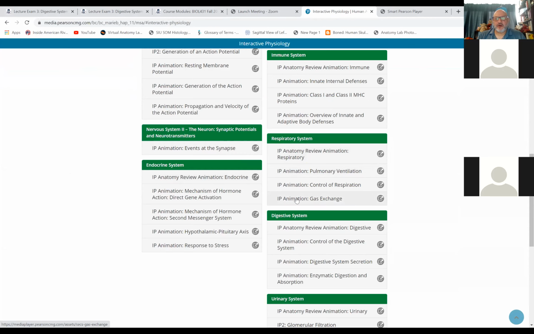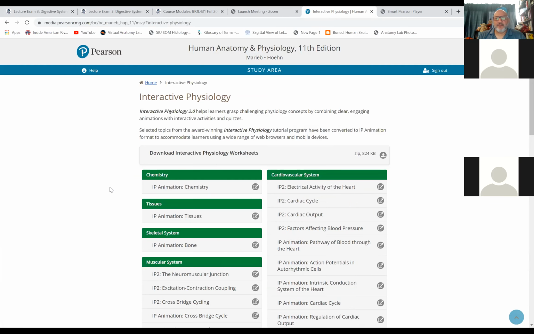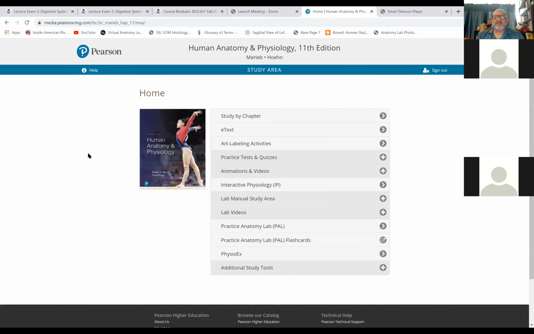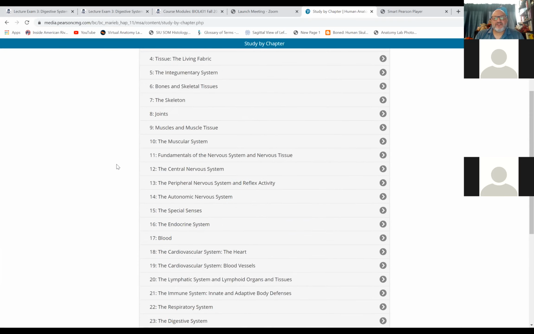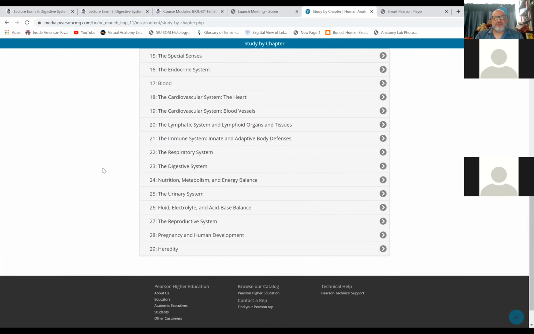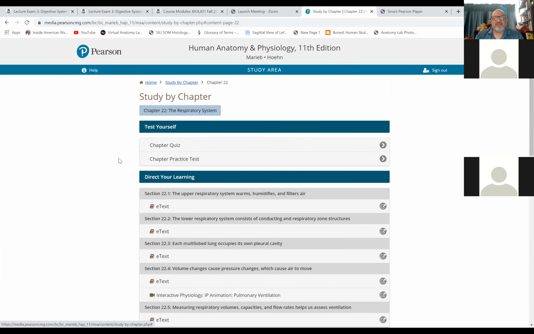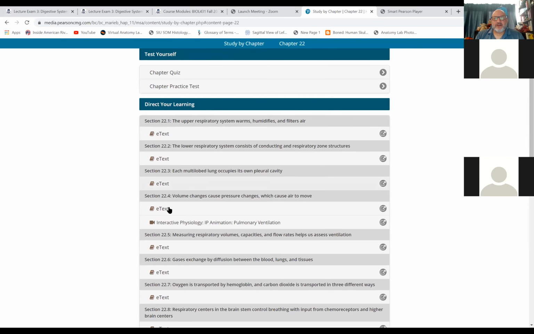And notice here are respiratory things. So that is one way to find that. But if you really want to maximize the study tools that are here for you, the easiest way to do that is to study by chapter. If you click study by chapter and go to the chapter you're interested in, in this case the respiratory system, here's where you'll find the chapter quiz. Here you'll find a chapter practice test to help you with this material. And then here are all the sections.